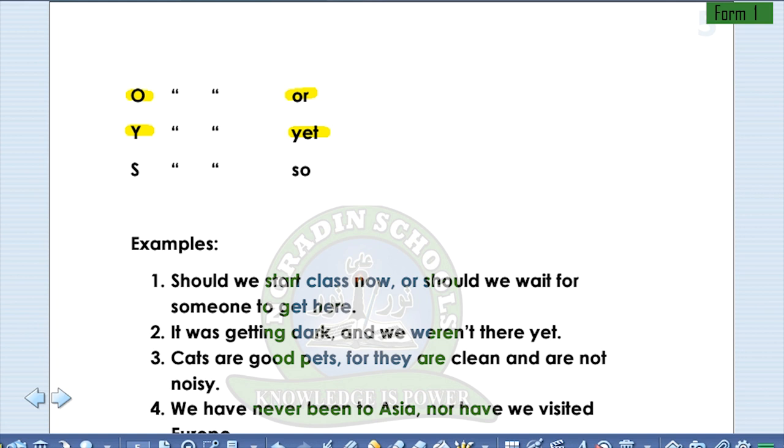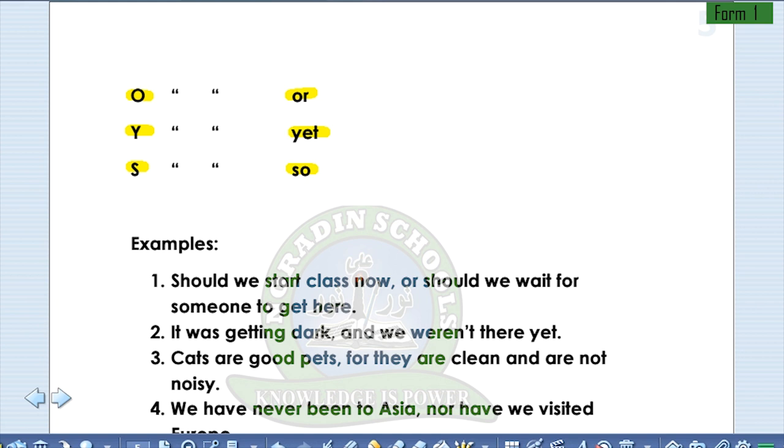And the last letter is S. S stands for so. And the coordinating conjunction so is used for consequences, result. For example, it was cold outside, so we came inside. As a result, we came inside. It tells the consequences. Now let me give you some more examples.